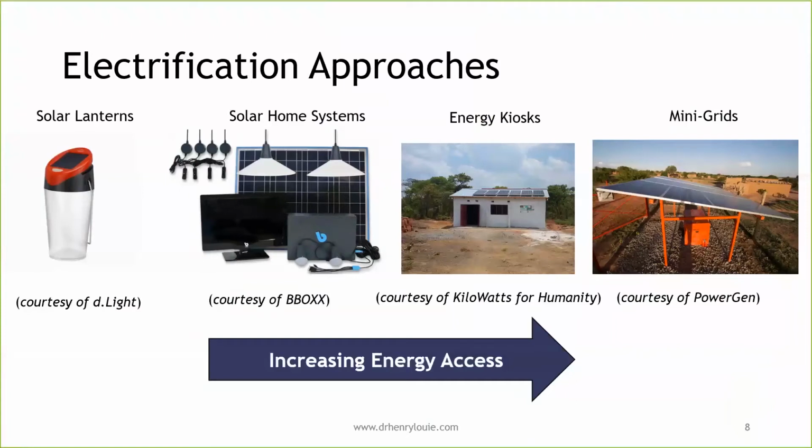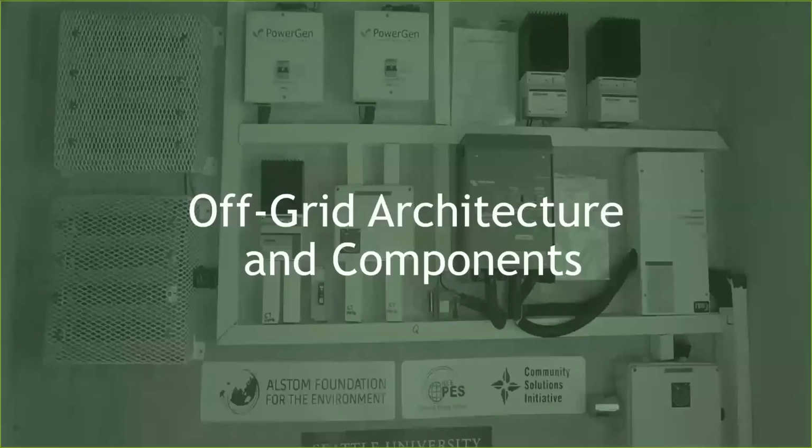In almost all cases, however, it's much more expensive to supply electricity with an off-grid system than to somebody who is connected to the centralized grid. And that's just a fact. You don't capture the economies of scale, and most often these off-grid systems aren't subsidized by the government like on-grid customers are. So today we're going to focus more on the larger systems, the energy kiosks through mini-grid systems.